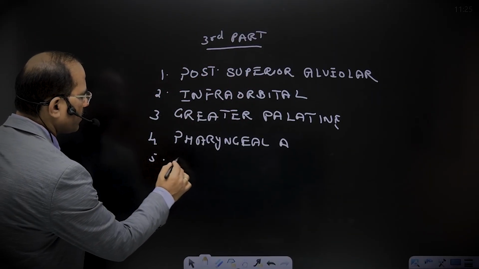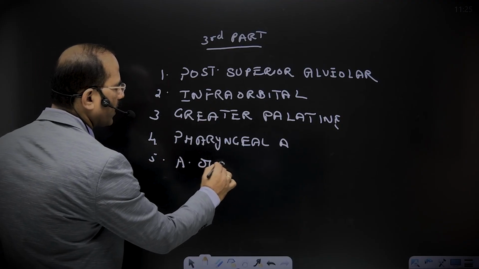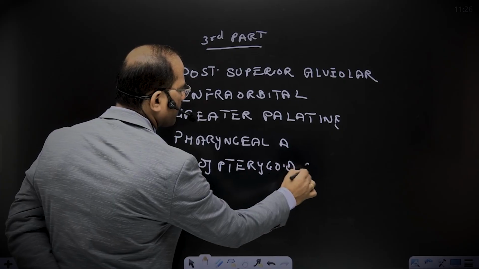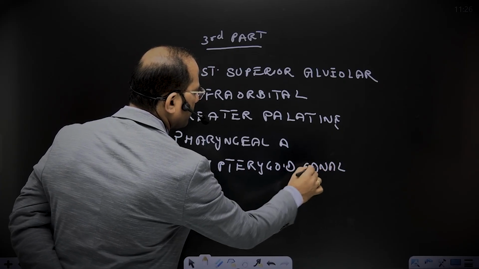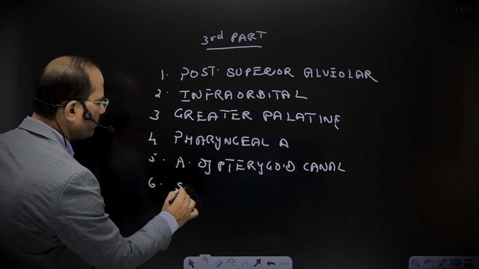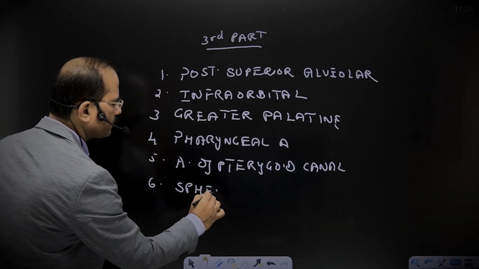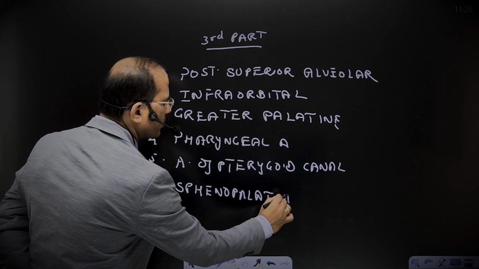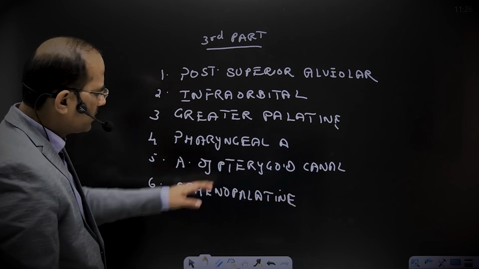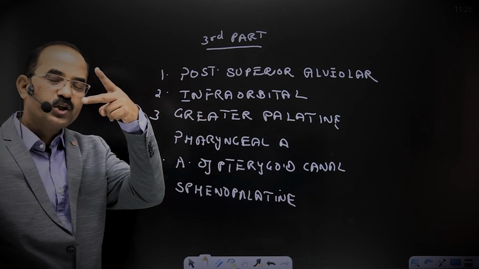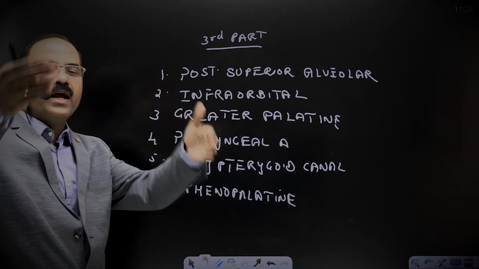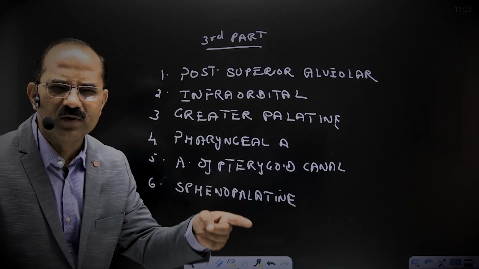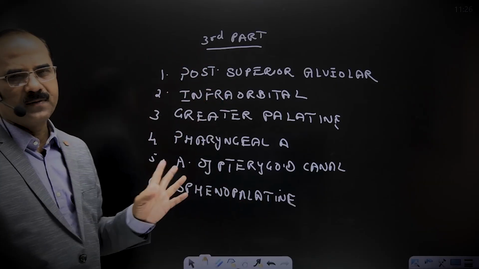Fifth, artery of pterygoid canal. And the last one is sphenopalatine artery. Now, this third part will go between the two heads of lateral pterygoid. It would enter the infratemporal fossa, and then it would enter the pterygopalatine fossa. I'm so sorry. And it gives these branches there.